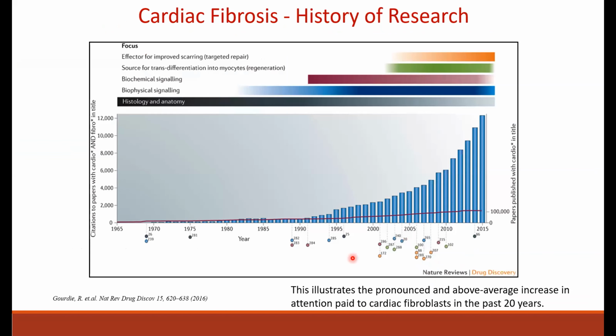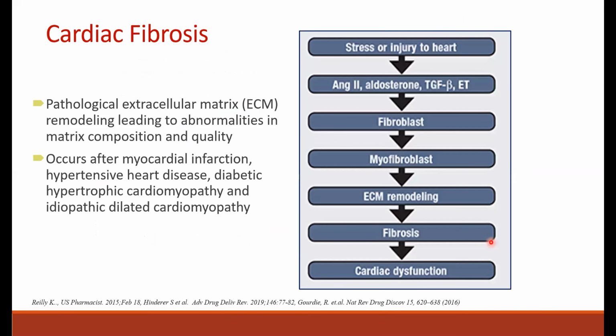Looking at the history of cardiac fibrosis research, you can see initially that there were very few research papers available to show anything in fibrosis. Starting 1995 to 2015 and 2020, in the last 15 years, this has been recognized as a field that needs to be investigated. And still you can see that the papers are mostly biophysical signaling papers. Even though there is drug discovery happening, there is no outcome happening. So what is cardiac fibrosis?